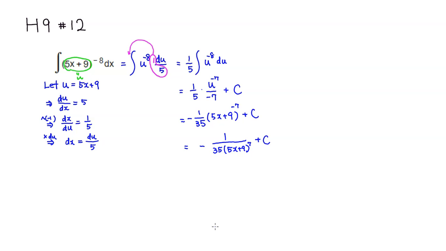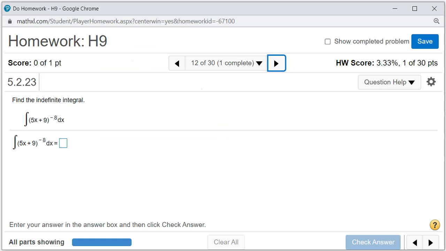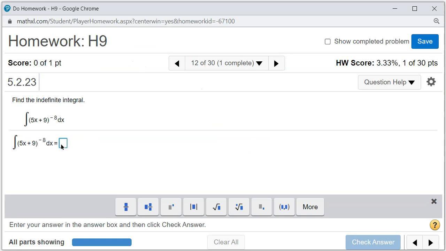All right, so let's type it in. We got negative 1 over 35 quantity 5x plus 9, raised to the 7th power, and then plus some constant c.